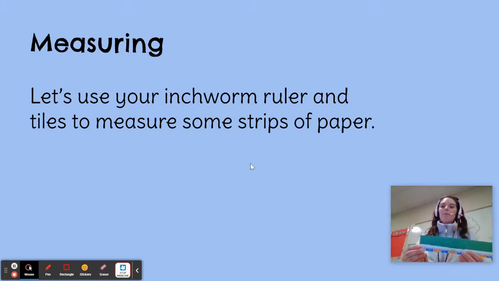So once again, making your inchworm ruler was an assignment a week ago, last Wednesday. Your materials came in your math packet, so if you still have not had a chance to make your inchworm ruler, please go back into last Wednesday's assignments and follow along on how to make your inchworm ruler.